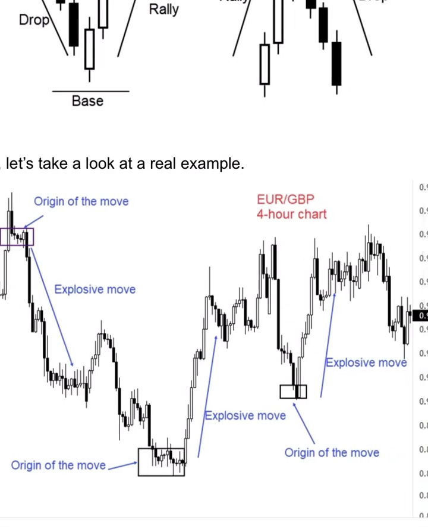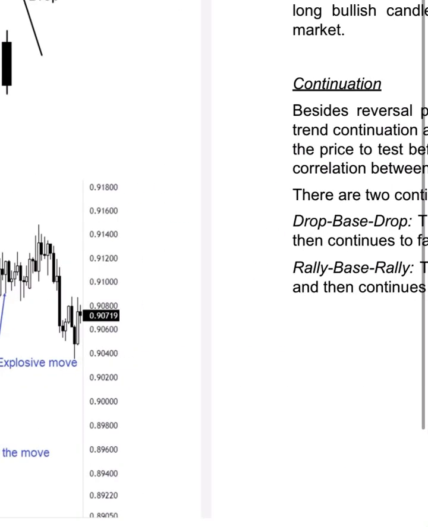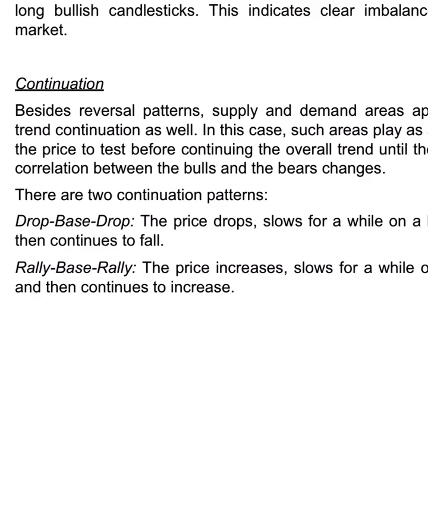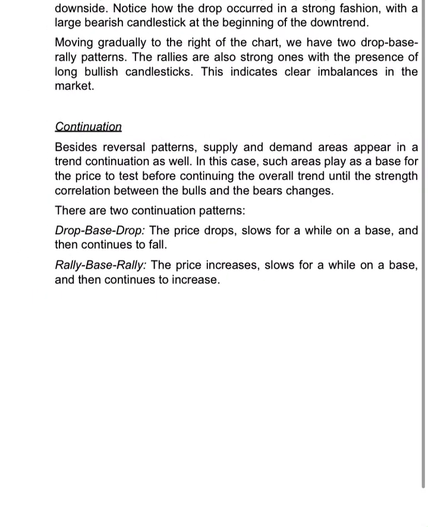For the continuation, we said that beside the reversal patterns, supply and demand areas may also appear in a trend condition. In this case, such areas play as a base for the price before continuing the overall trend until the strength correlation between the buyers and sellers changes. So that is the same way. There are two continuations, which is the drop-based drop, and the rally-based rally.